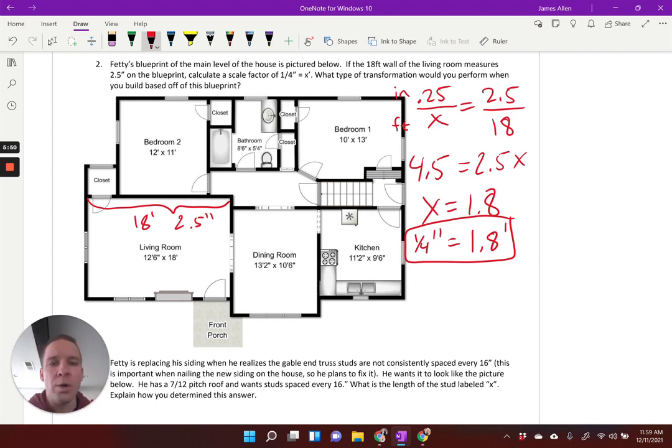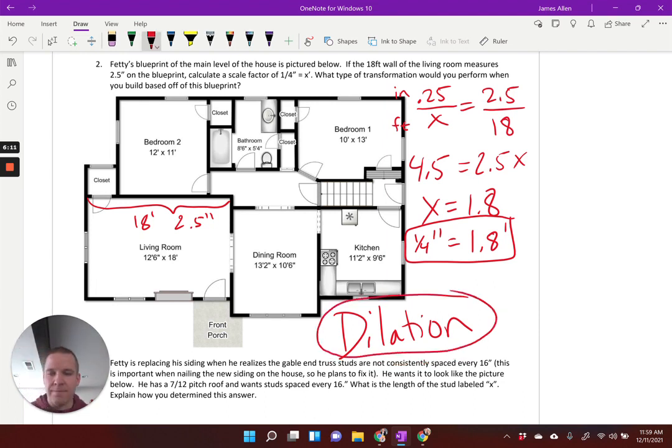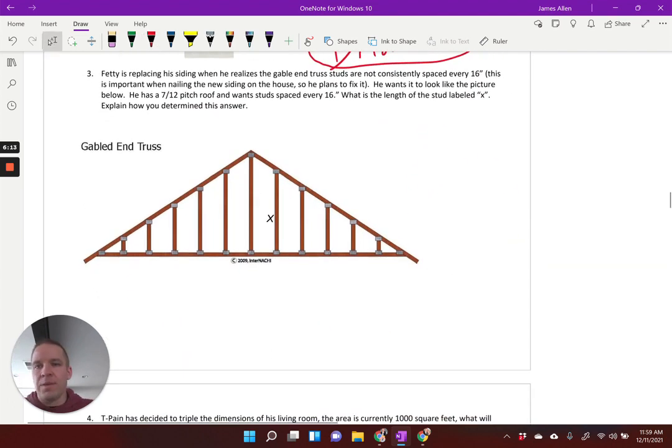The next part: what type of transformation would you perform when you build off this blueprint? We're going from small to large. So that is a dilation. Very good. Oop, kind of covered up some other stuff there. Dilation. All right.